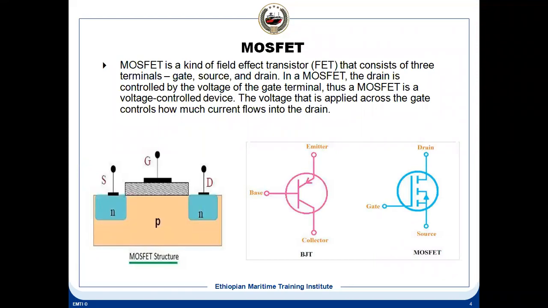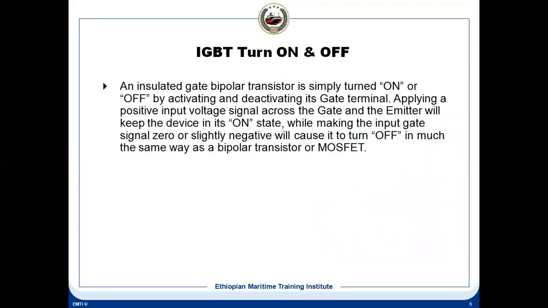BJT is a current control device because we are applying a current at the base, which will control the current flowing between the emitter and collector. Whereas in case of MOSFET, we are applying a voltage at the gate, which will control the current flowing between the source and drain. So MOSFET is a voltage control device, BJT is a current control device.